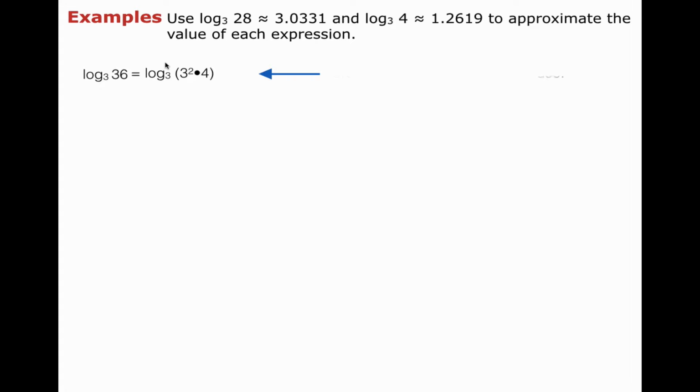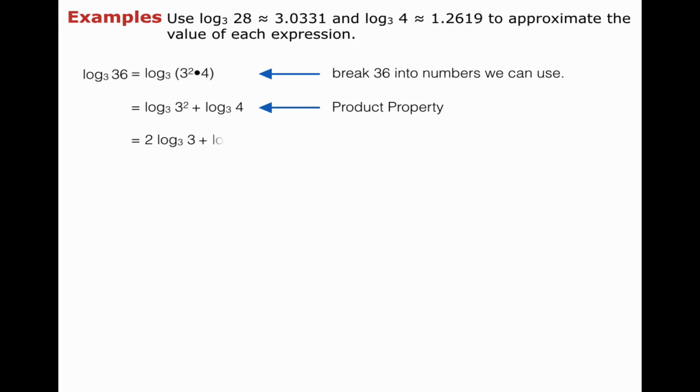So we broke those up into numbers we can deal with. And so now we have these two things. We can break the product up into a sum using the product property. And then we can do a couple of things. We can use the power property to bring this 2 down in front. We take the exponent out and bring that 2 down in front.